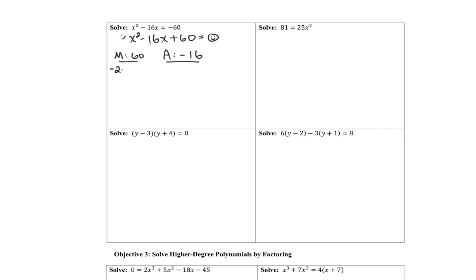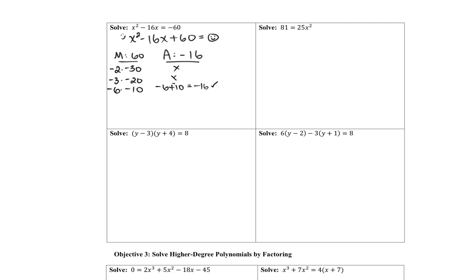Negative 2 times negative 30, well, that adds up to negative 32. That's not going to work, right? Negative 3 times negative 20, that adds up to negative 23. That's not going to work. I'm not writing it out now, but I'm showing you how to go through it. 4 and 15 is not going to work. 5 and 12 is not going to work. But negative 6 times negative 10 does work.